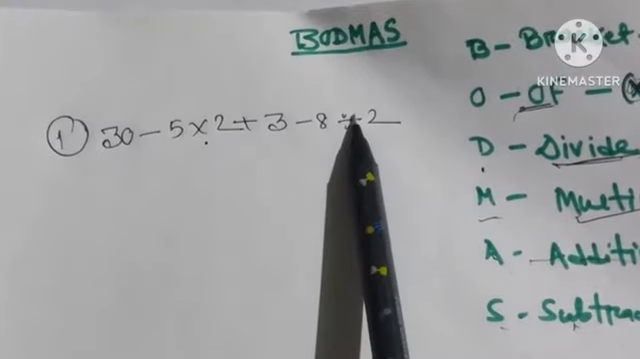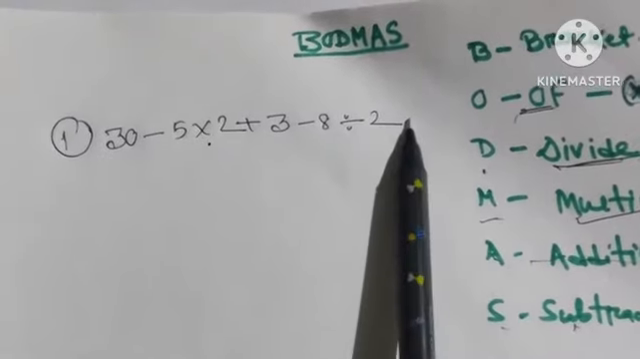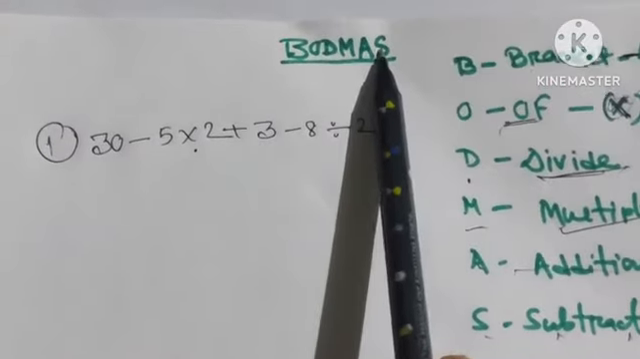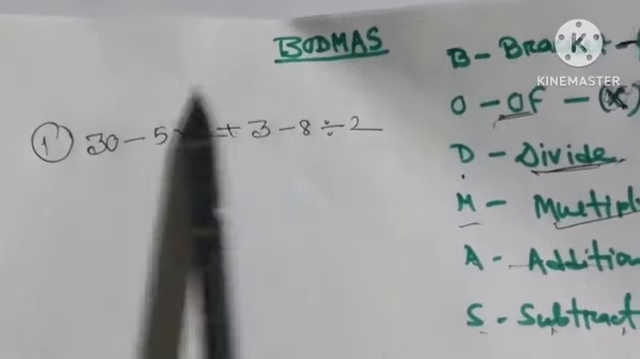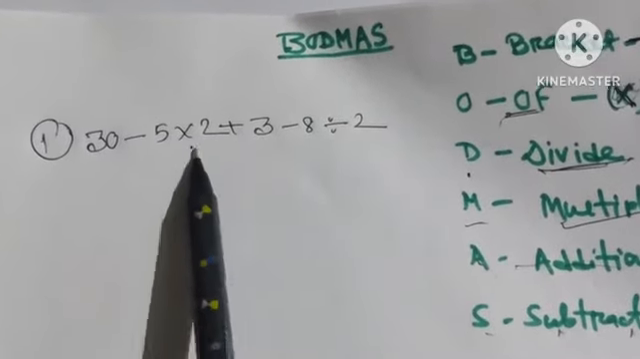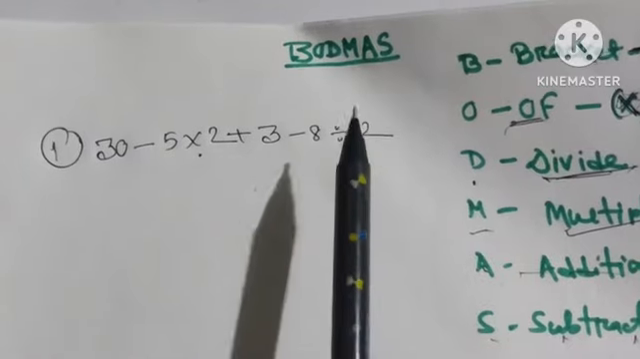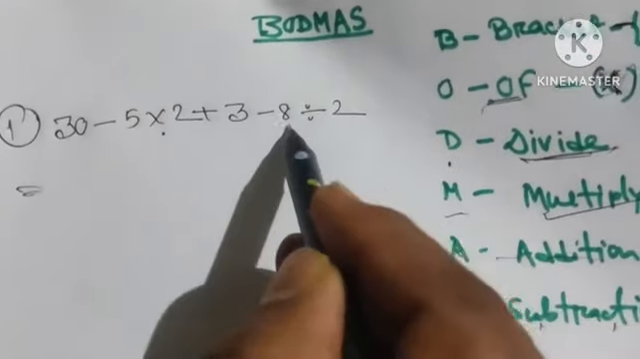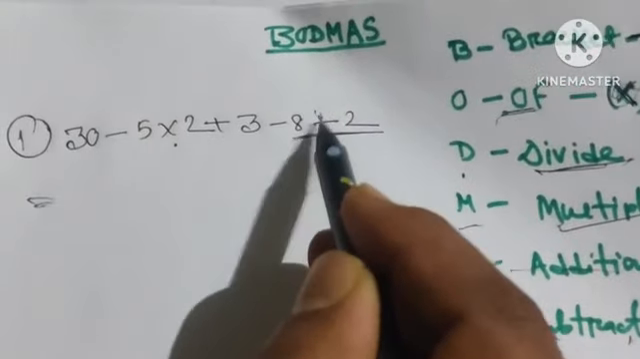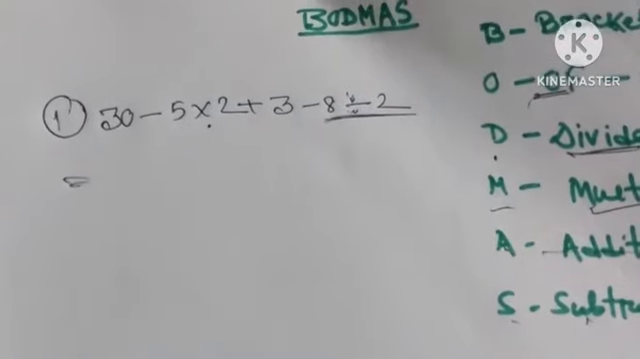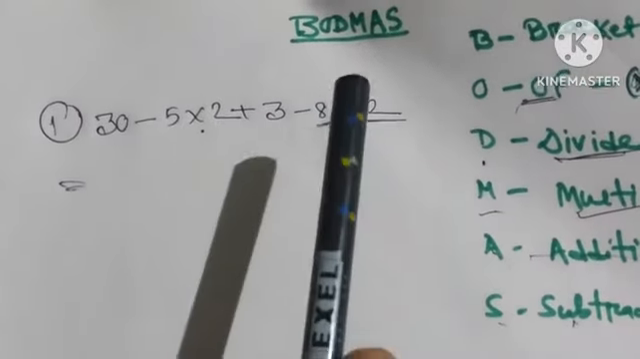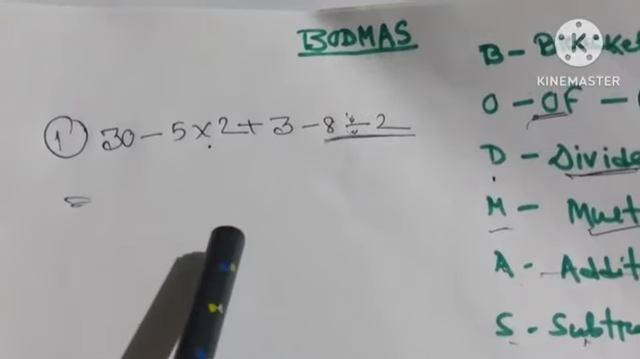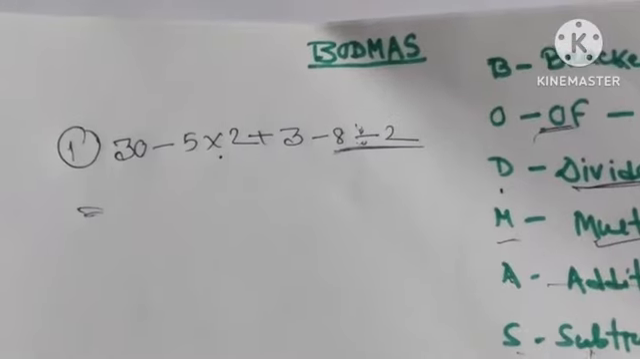In this equation, there are no brackets, so we go to the BODMAS rules. Since there are no brackets, first we see, is there any division? Yes, here is the division. So our first thing is to solve this division. Then gradually we proceed through multiply, addition and subtraction.